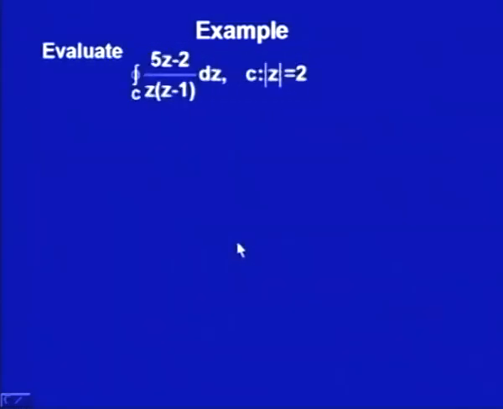Let us do one example first here. Evaluate the integral of the function (5z - 2) upon z(z - 1) on the contour C, where C is the circle |z| = 2, that is the circle with radius 2 centered at 0. Let us solve it.